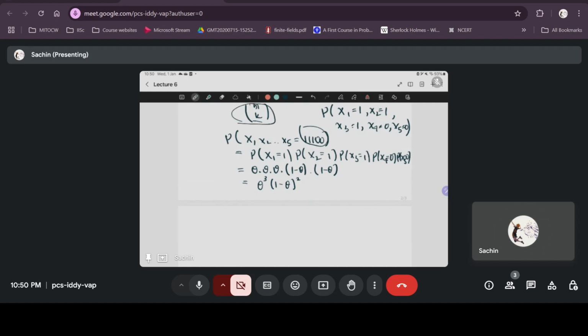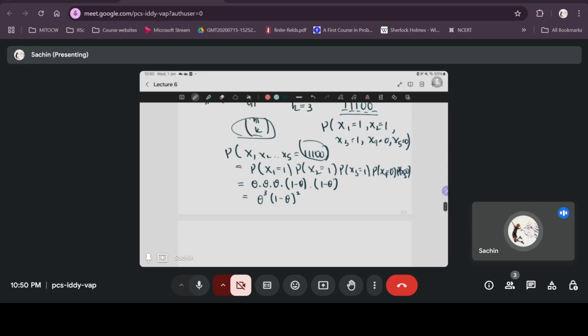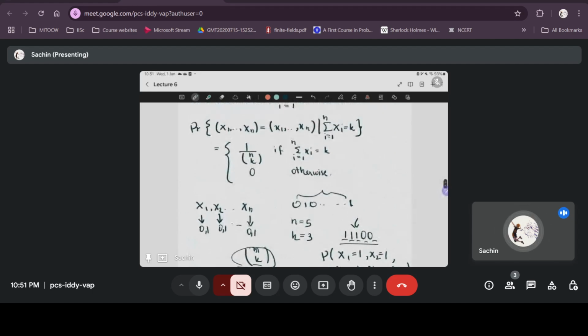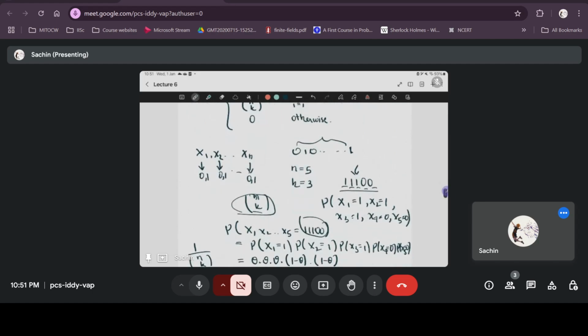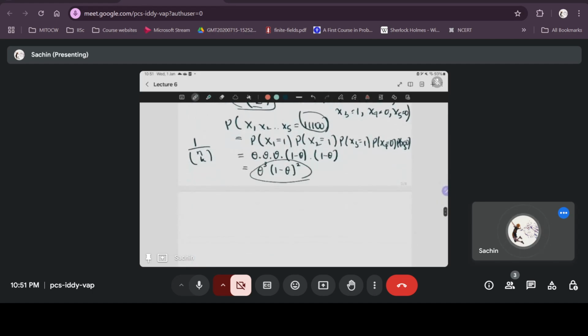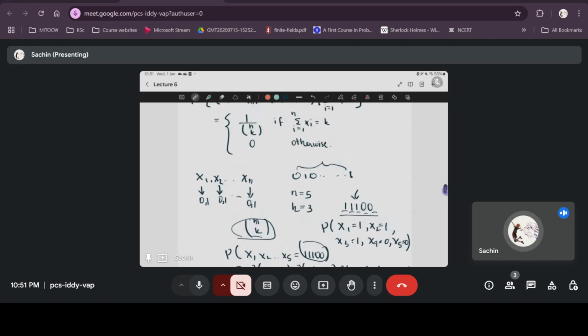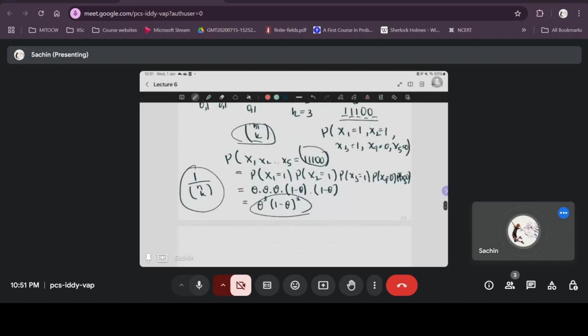N choose k, and they are all equally likely. So the probability of any one of those is 1 divided by n choose k. This is only true given the sum of xi is equal to k. Otherwise, the probability is theta cube into 1 minus theta square for each of the sequences. But when you know that there are k ones, then the probability becomes 1 over n choose k, which is not dependent on theta. Regardless of the value of theta, this is true.